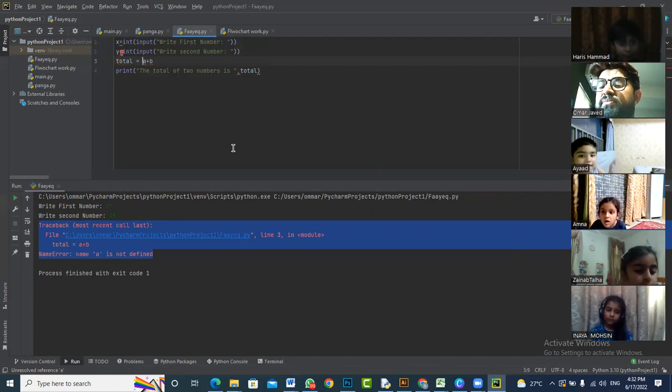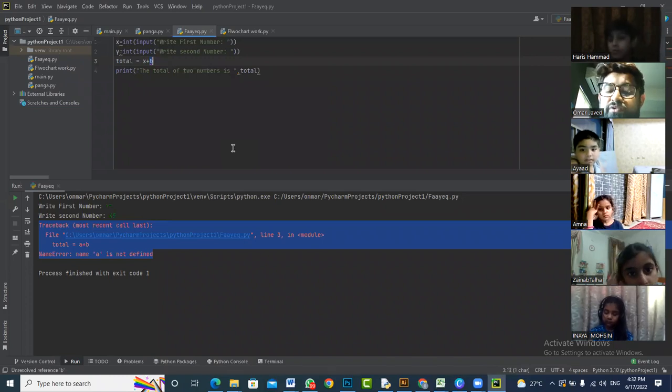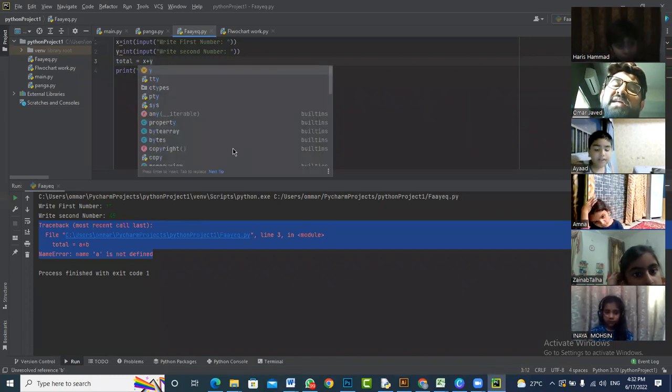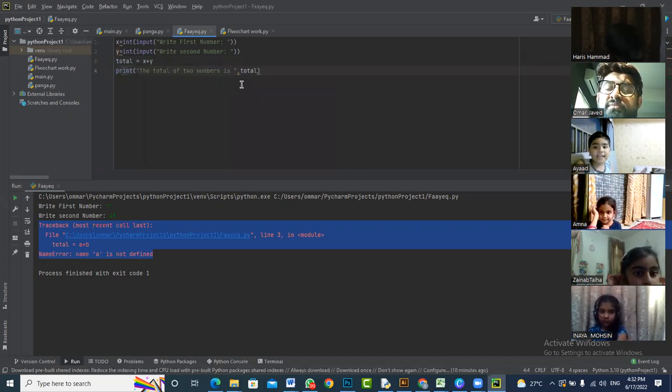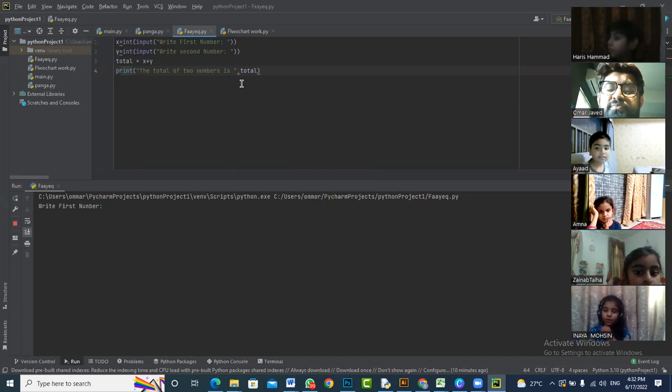So it's very easy. I have to remove A and B and write X and Y, so that the first, second and third lines use the same variables. Now, if I run it, it would work fine.